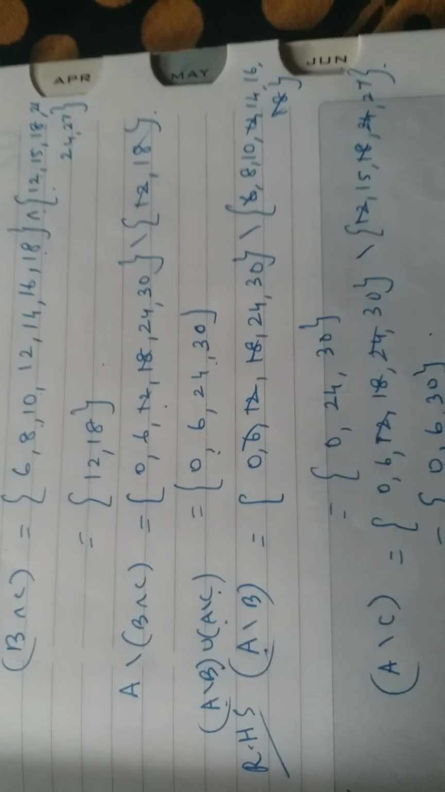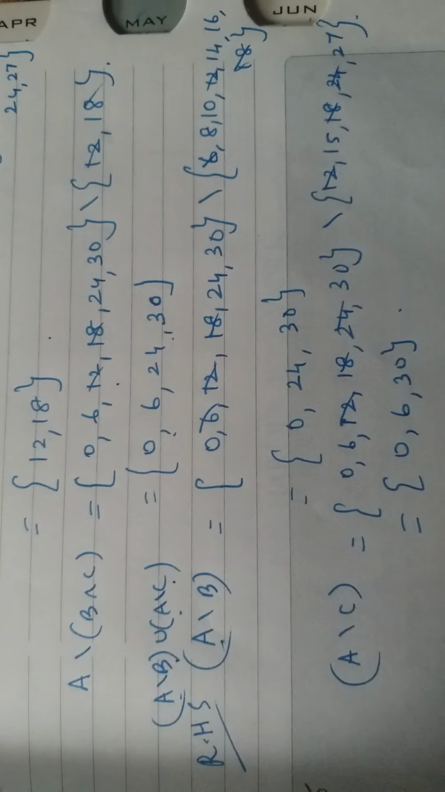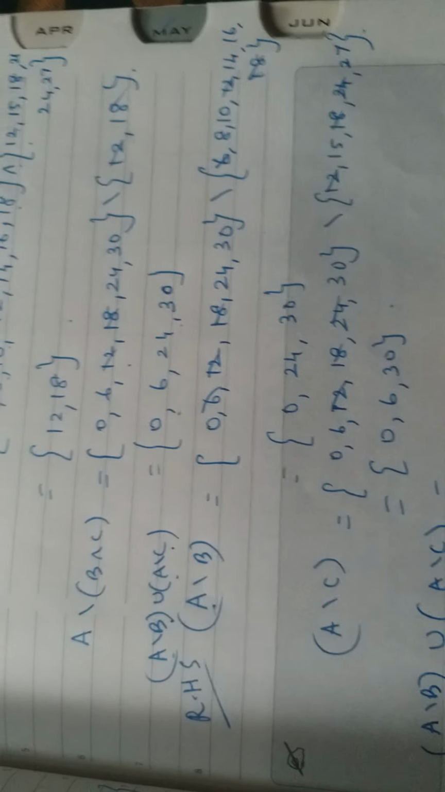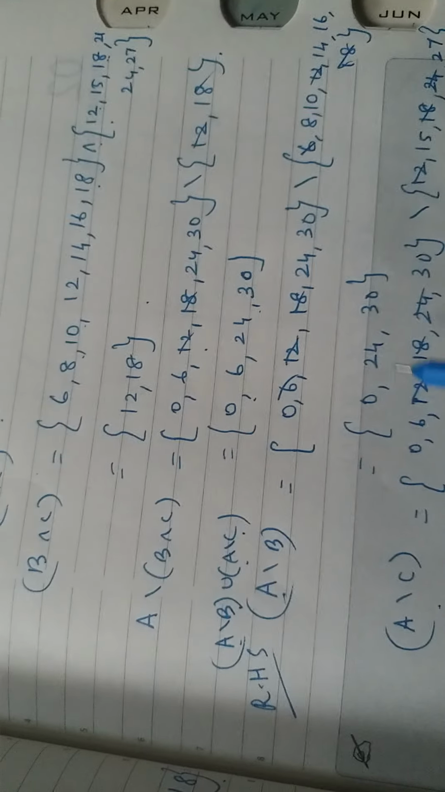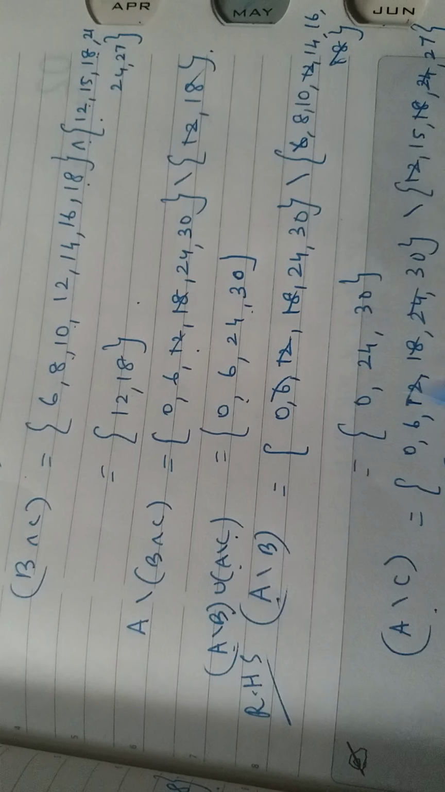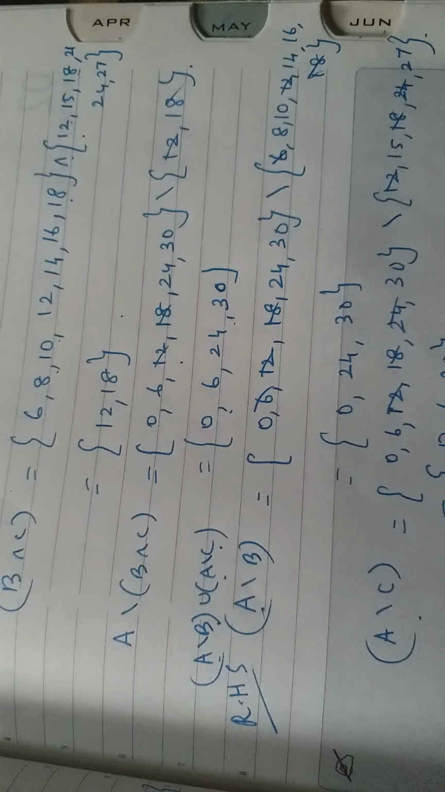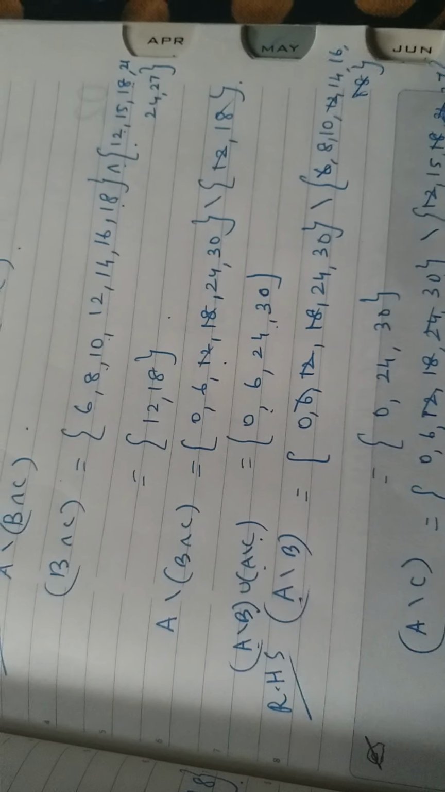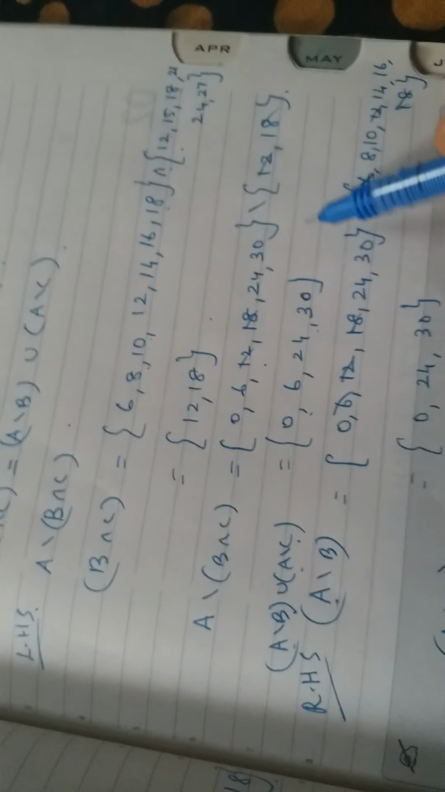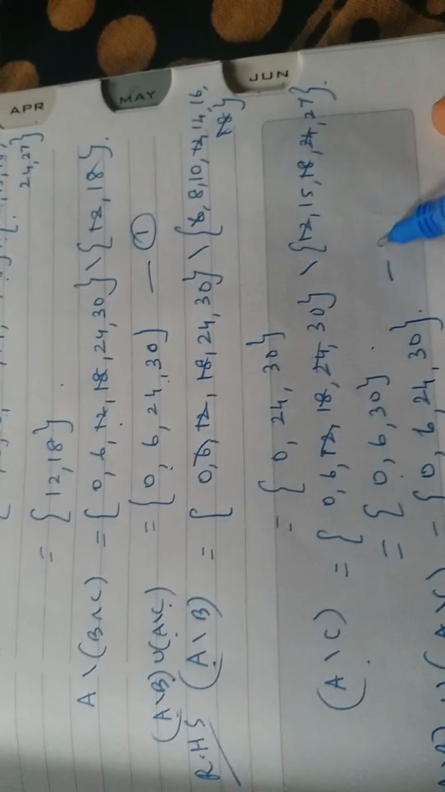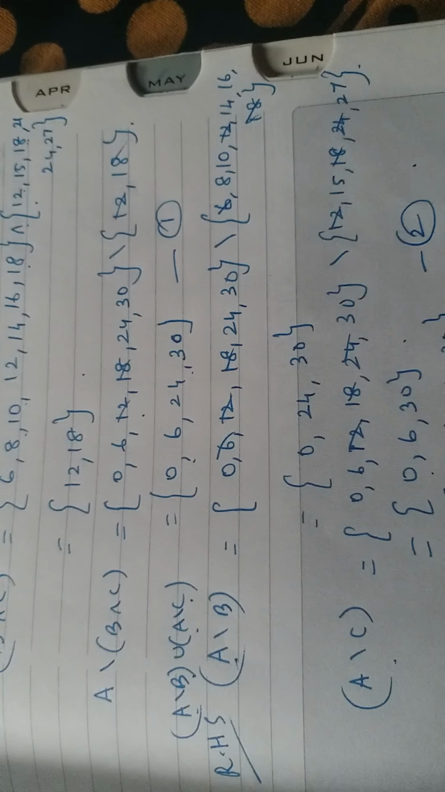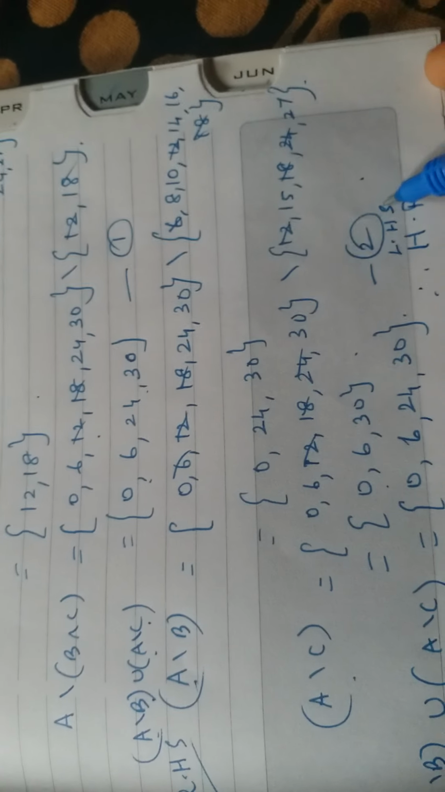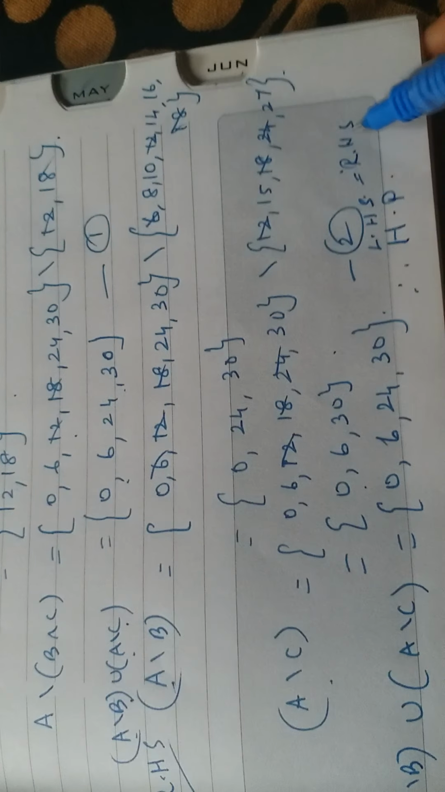So next step is you have to find out A minus B union A minus C. That is all the elements of A minus B and A minus C without repetition. So you have 0, which is repeated in both, so write once, then 6, 24 and 30. So both are same. This is your first one, this is your second one. Both the values are same. Therefore, left hand side is equal to right hand side. Hence proved.